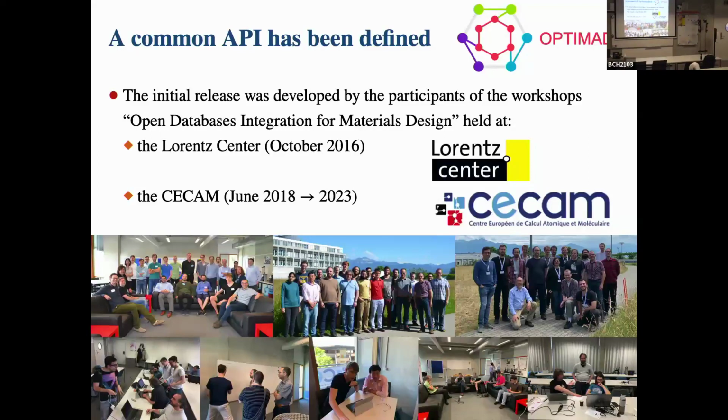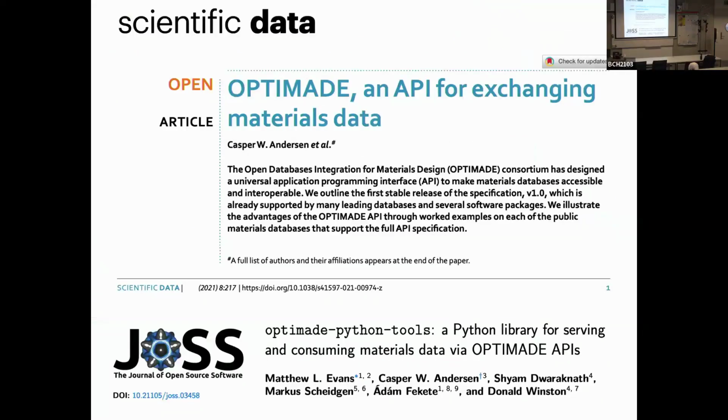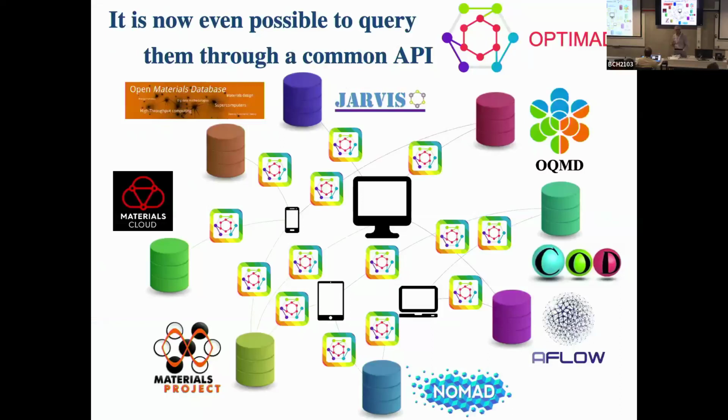And so we managed to gather here at SECAM, first at the Lawrence Center in the Netherlands, but then most of the time at the SECAM here, and with strong support from the SECAM, we gathered the developers of these different databases, and they produced a common API. So there's a specification of this common API, and there are some tools that you can use to use this API. And now it is possible to query all these databases with the same query. So you make the same query, and you can gather the data from all these databases.